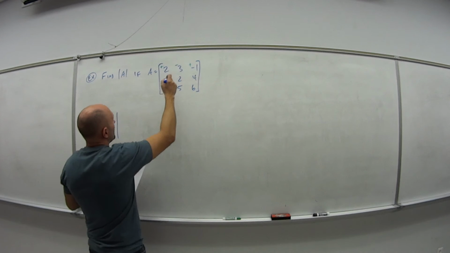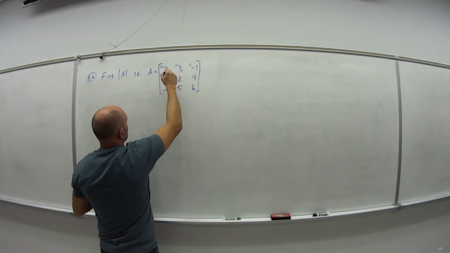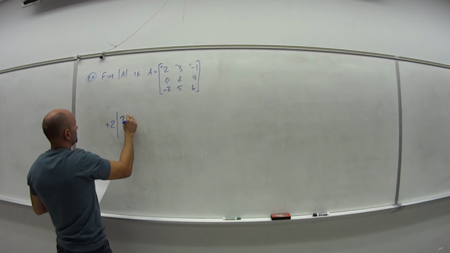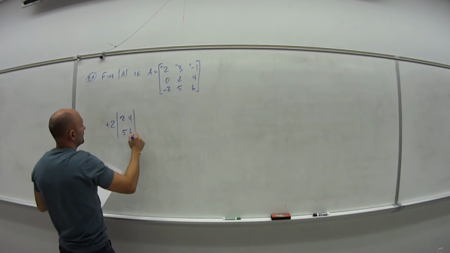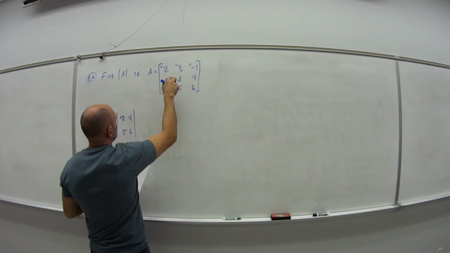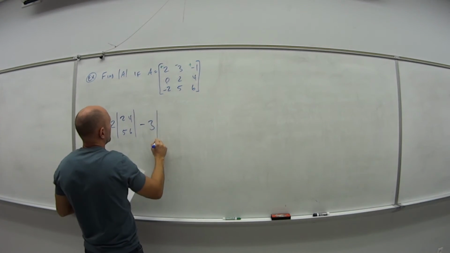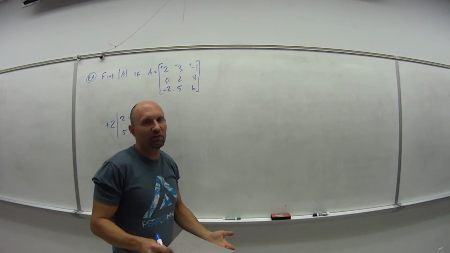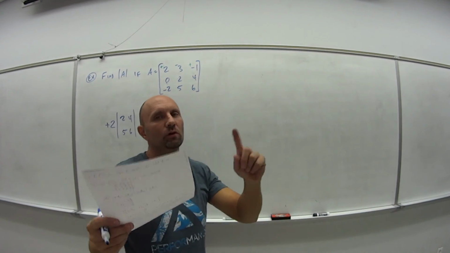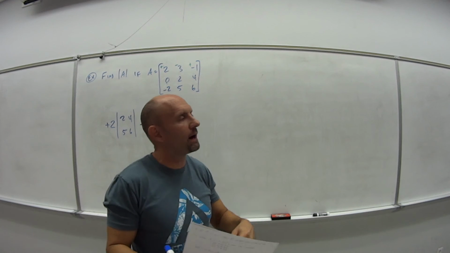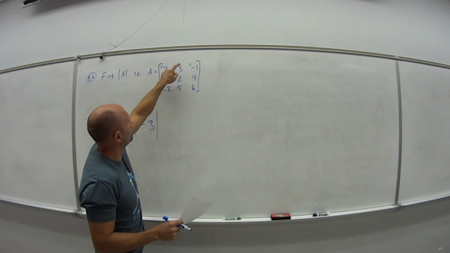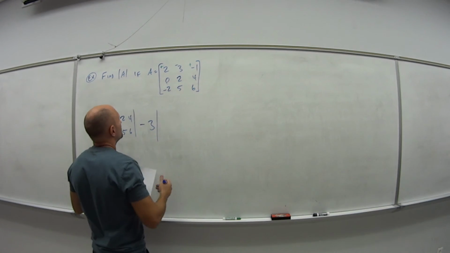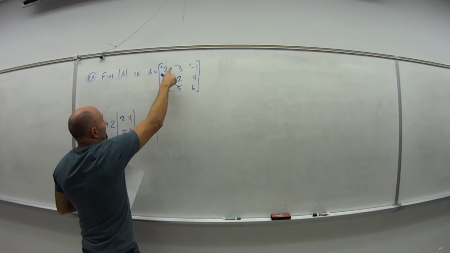And then if I block off the first row and the first column, what am I left with? 2, 4, 5, 6. Then what's next? Minus 3. And this minus comes from my plus-minus matrix. Otherwise, I'd have to keep calculating negative 1 to what power? But I don't have to do that. I know that it's just going to alternate from positive, minus, etc. So it's the negative 3.